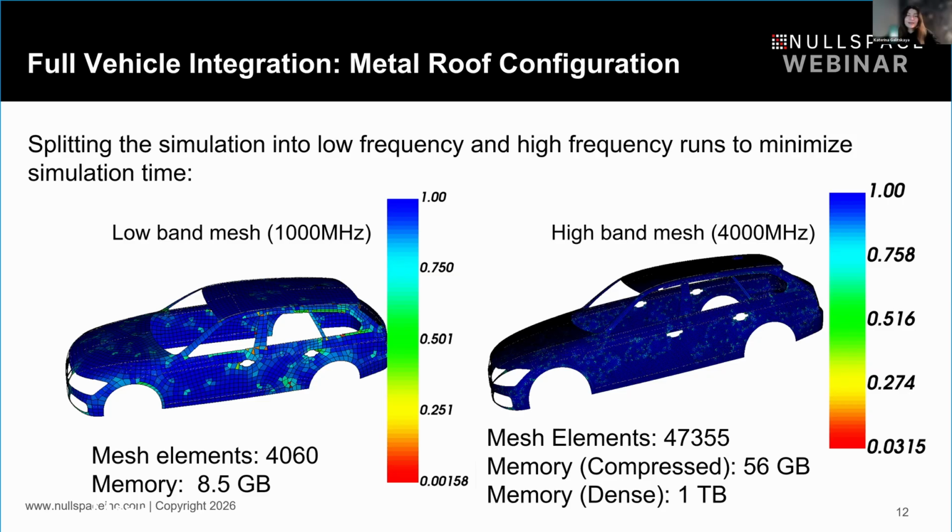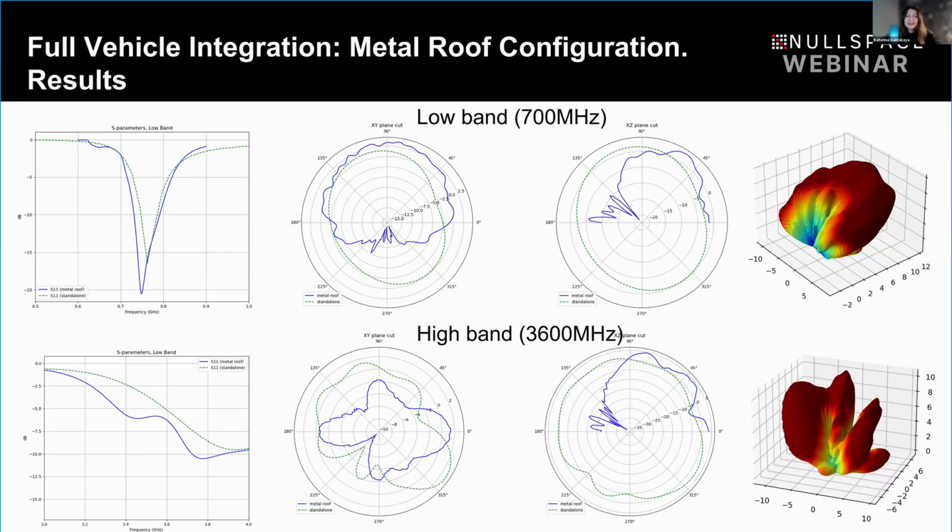Yeah, that is great. And now we can move to the results, right? With the metal roof results, and here you can see what I was talking about. What we can see here, in blue, is our metal roof results, so the antenna installed on the metal roof. The antenna that we simulated standalone, we just put it on the metal roof, right? And ran the simulation with the whole car included, using the full wave solver.